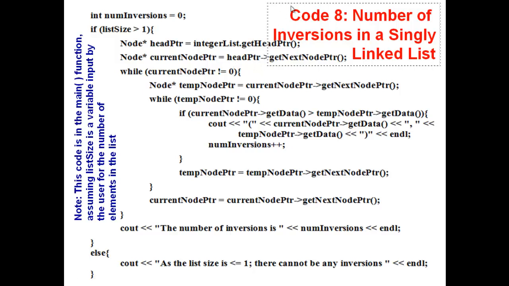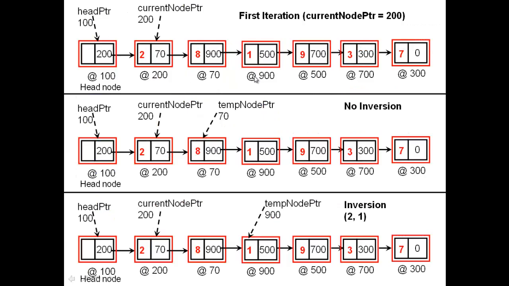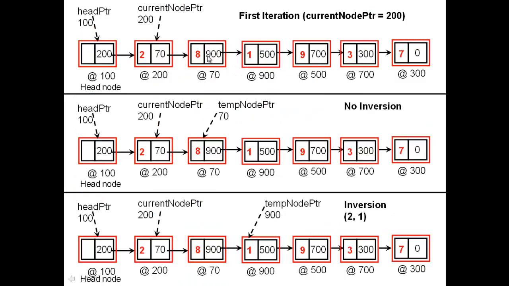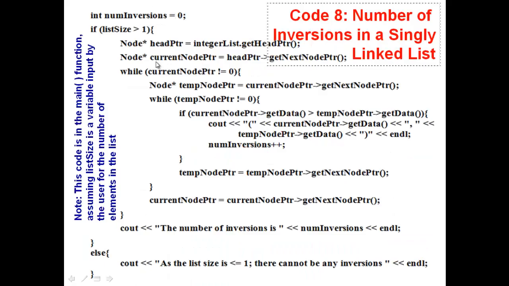So you have to use the arrow operator and call the get next node pointer function to get the address of the node next to the head node. So this is the linked list, and this is the head node. The next node pointer value in the head node is 200, and that's what you're going to get and store in current node pointer. So current node pointer is pointing to the node next to the head node.